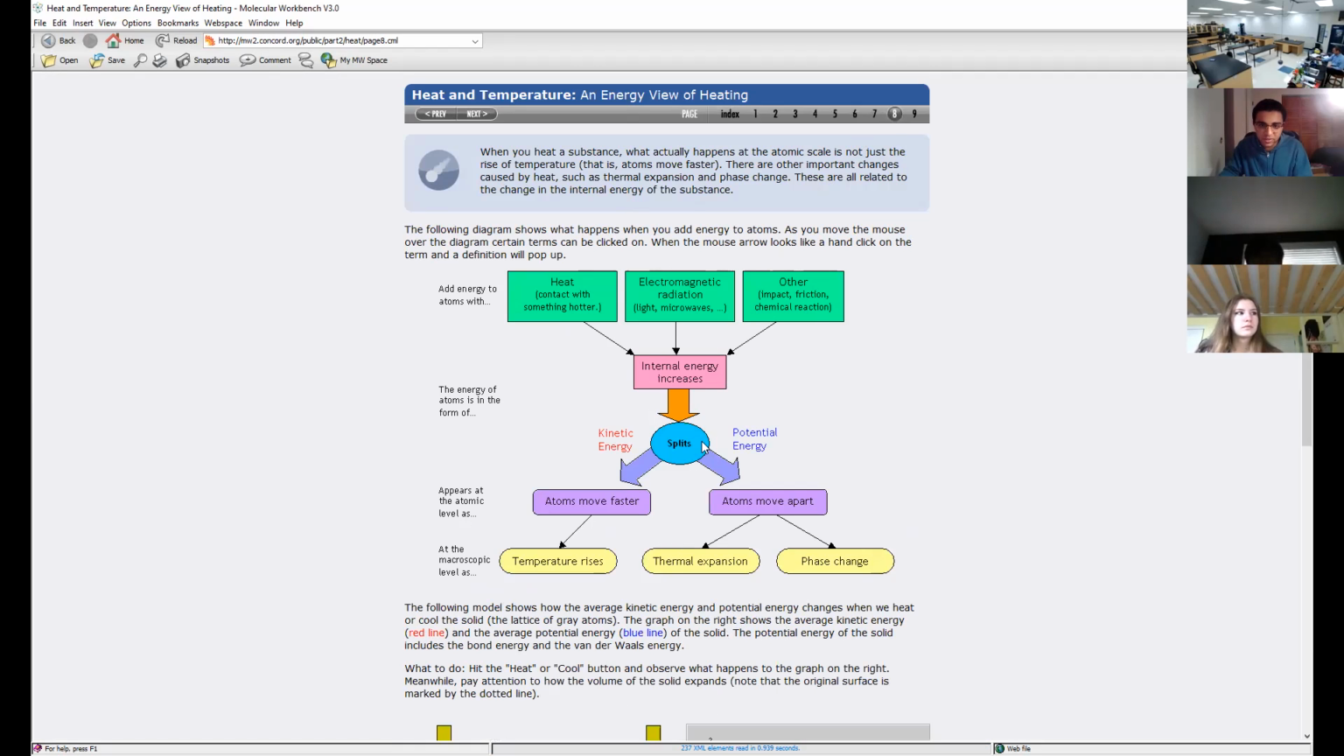But this is a very good visual diagram here. And it talks about internal energy. Right? We're talking about this with the first law of thermodynamics. Internal energy is the sum of the kinetic energy and the potential energy, right? And so we can see everything correlating to temperature rising, thermal expansion, and phase change via this visual diagram. Take a moment to look at the visual diagram.